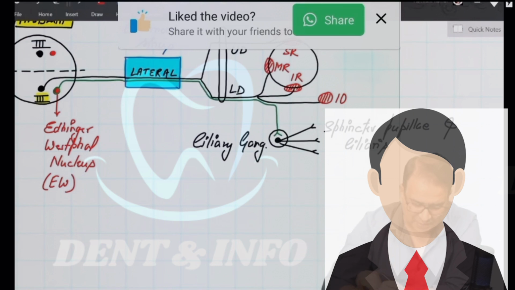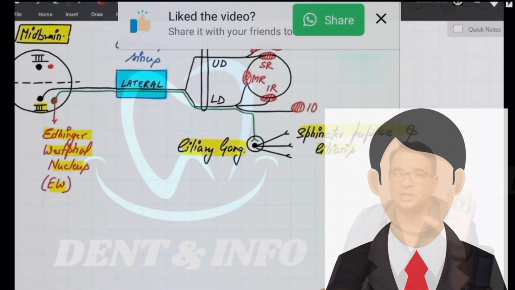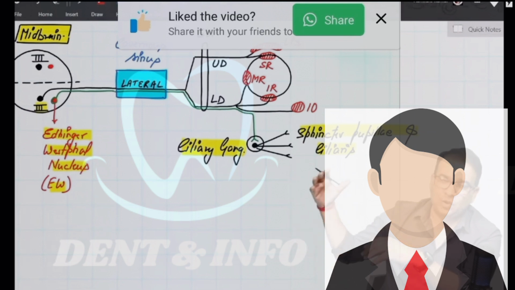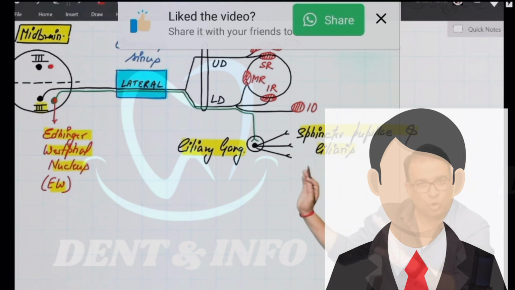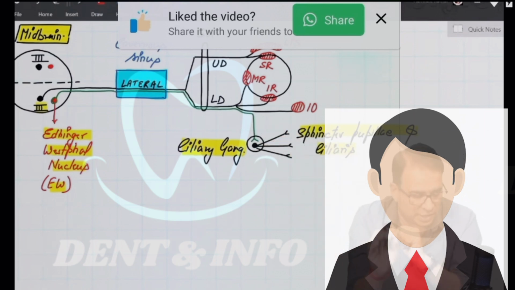So the Edinger-Westphal fibers are running with the third nerve, and they ultimately relay in what ganglion? Ciliary ganglion. From the ciliary ganglion, we have multiple small nerve roots coming out, which are called the short ciliary nerves, supplying the sphincter pupillae muscle and the ciliaris muscle as well. So that's the total story of the third nerve, guys. This is how exactly the third nerve is coming out and supplying the extraocular muscles, and the third nerve is also helping to supply the sphincter pupillae and ciliaris. Just remember that sphincter pupillae and ciliaris, though we can say they are supplied by the third nerve, their actual nucleus is what? The Edinger-Westphal nucleus.